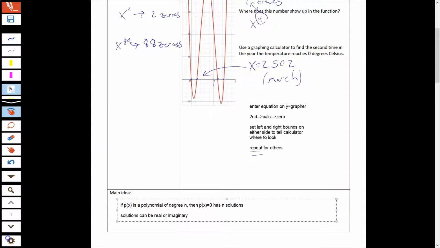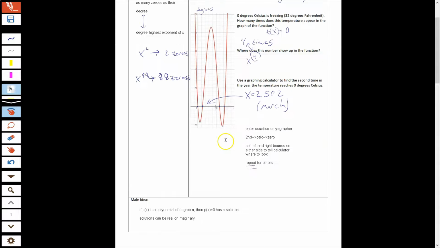So we're going to say that if a polynomial has degree n, then p of x equals 0. If I set that equal to 0, that equation has n solutions. And then add this note as well. We'll get to this on the next page. The solutions can also be imaginary. We'll see what that looks like here in a second.